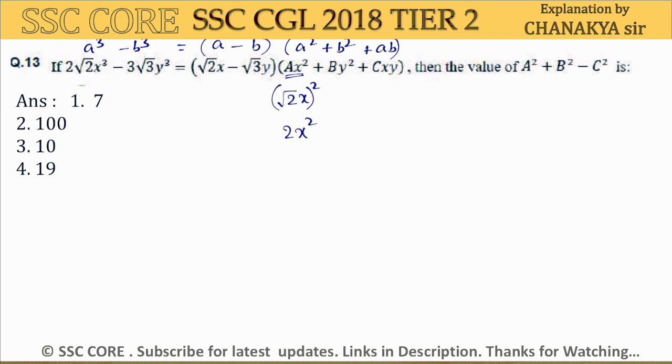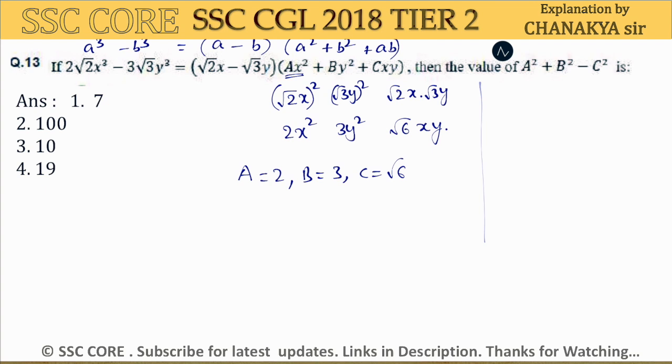In the place of b square it should be root 3y whole square, which is 3y square. In the place of ab you should have root 2x into root 3y, that is root 6xy. So if you compare, a is equal to 2, b is equal to 3, c is equal to root 6. We require a square 4 plus b square 9 minus c square 6. 7 is the answer.